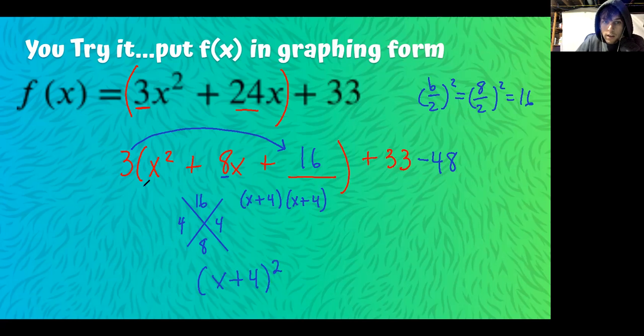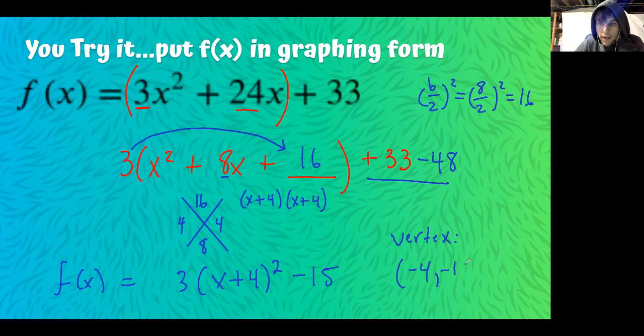Now I need to bring down that 3 that I factored out earlier. And I need to put these together, which is going to be negative 15. And so here we go. Here's our function in graphing form. Our vertex, we could even look at that and identify it. It's going to be negative 4 comma negative 15.